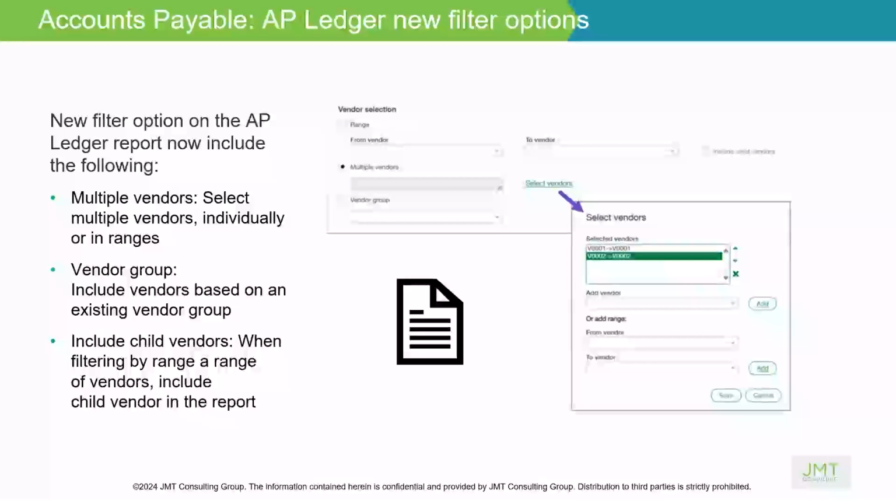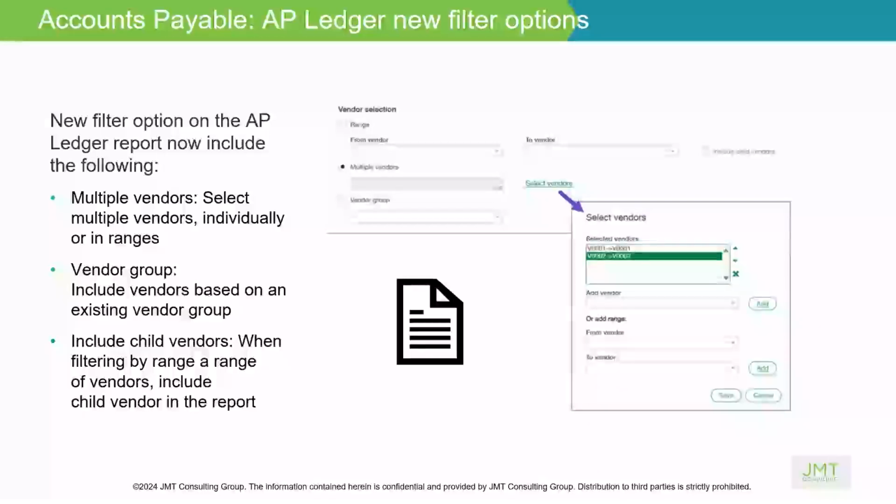Totally different subject, but still within accounts payable. For those of you running the AP ledger, which is like the vendor activity report, there are now some new filter options, and I'll show you that within Intacct. When you were running the AP ledger before, you were just able to enter maybe a specific vendor or vendor range. You could filter on the vendor type, and that was about it.